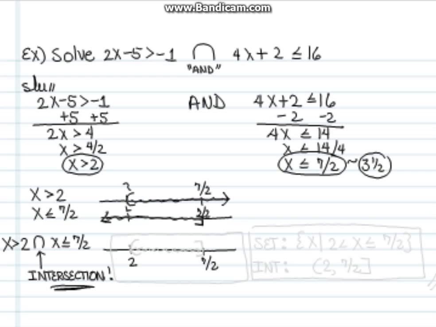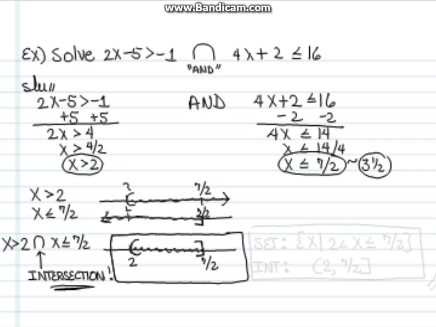Now, continuing on, let's see. Between 2 and 7 halves, yes, they both include values between 2 and 7 halves, so shade that. And nothing to the right of 7 halves because that only occurs in the first set but not the second set. And we are doing an intersection here.